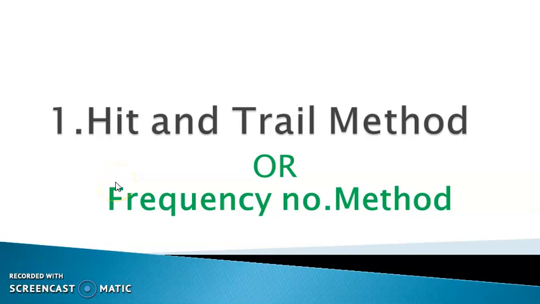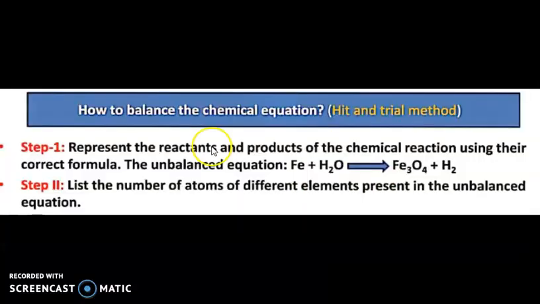As we discussed in our previous video about several methods of balancing chemical reactions, in this video we will learn the actual working process of the hit and trial method, or frequency number method, as well as how algebraic equations help in the balancing of chemical reactions. That also we will learn in this video.